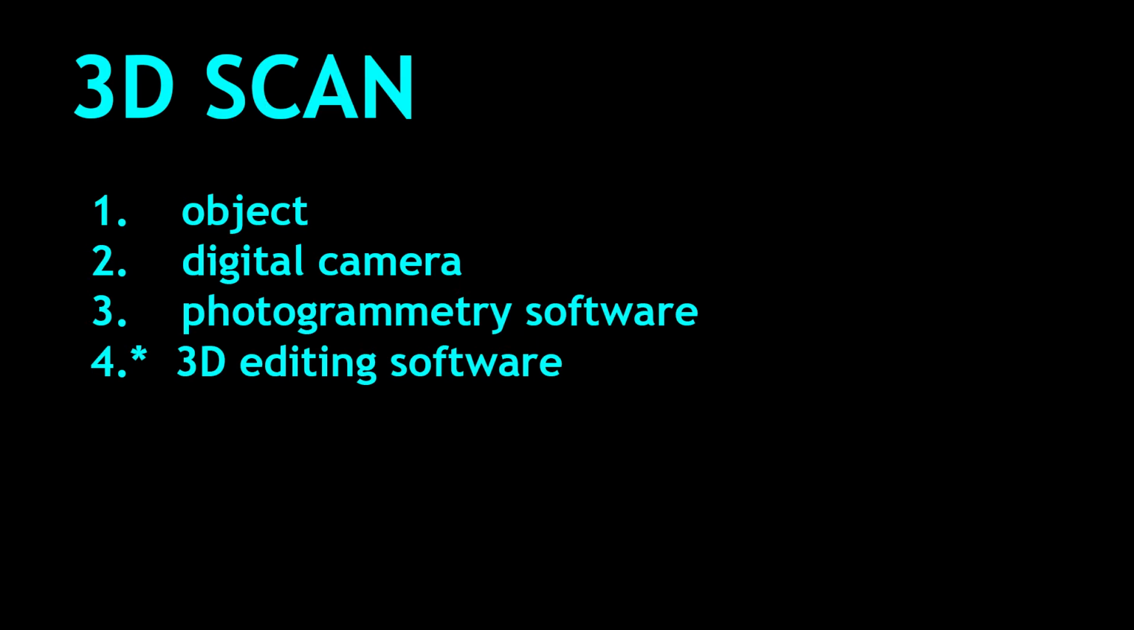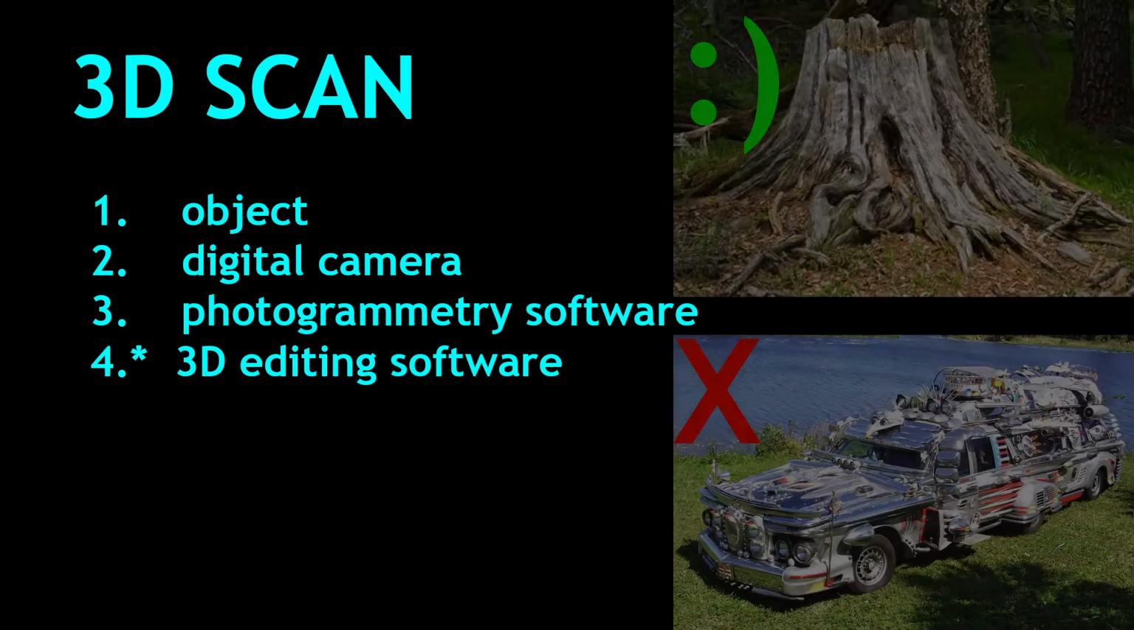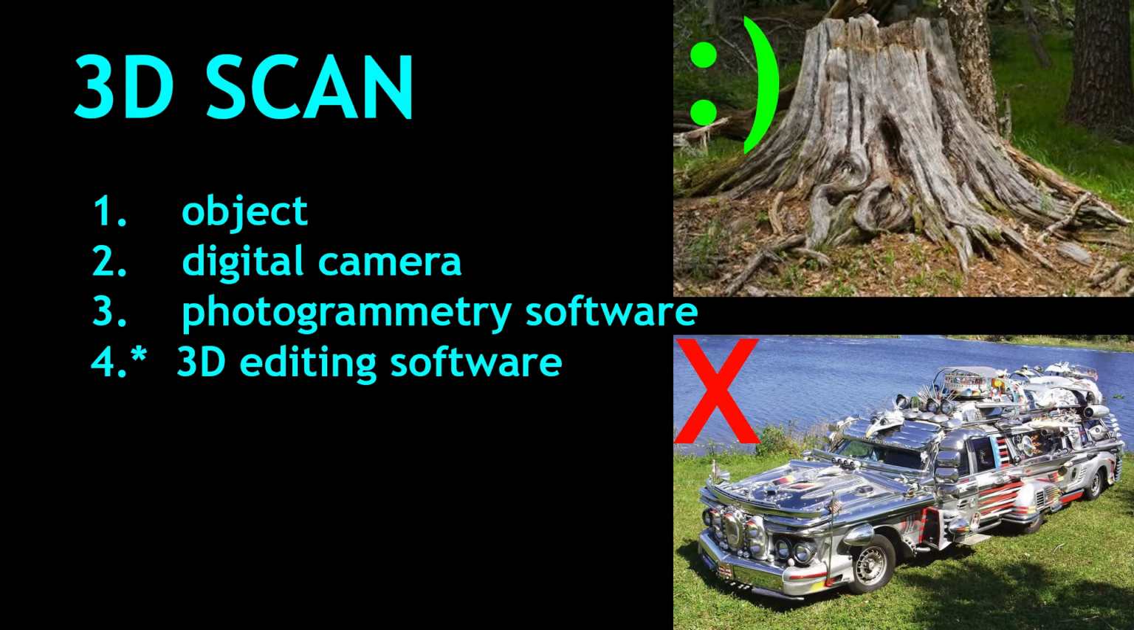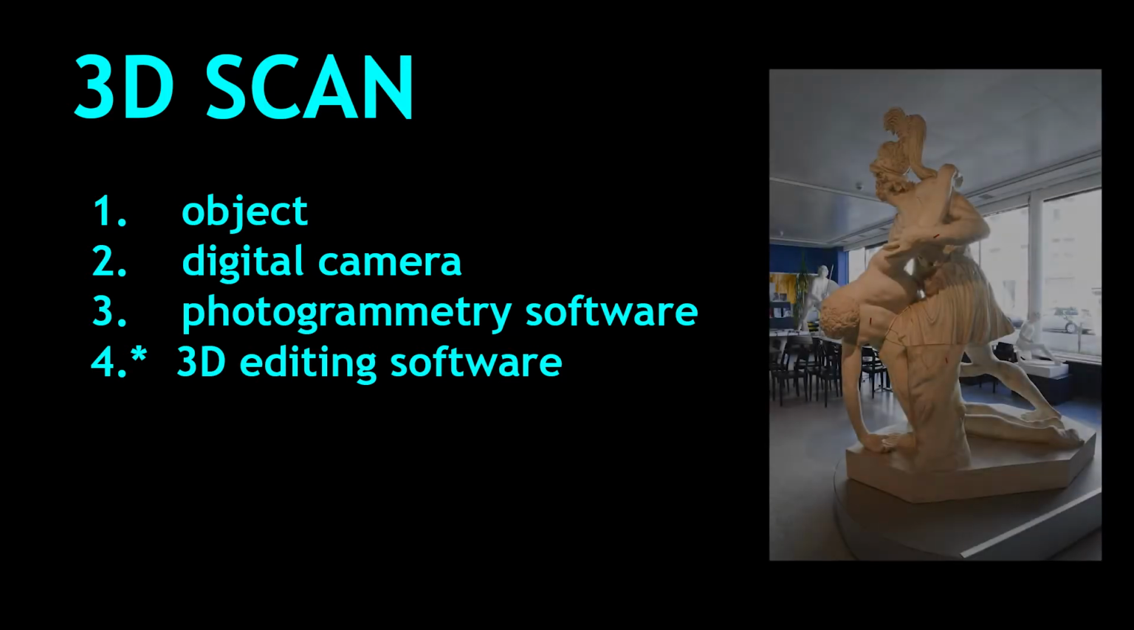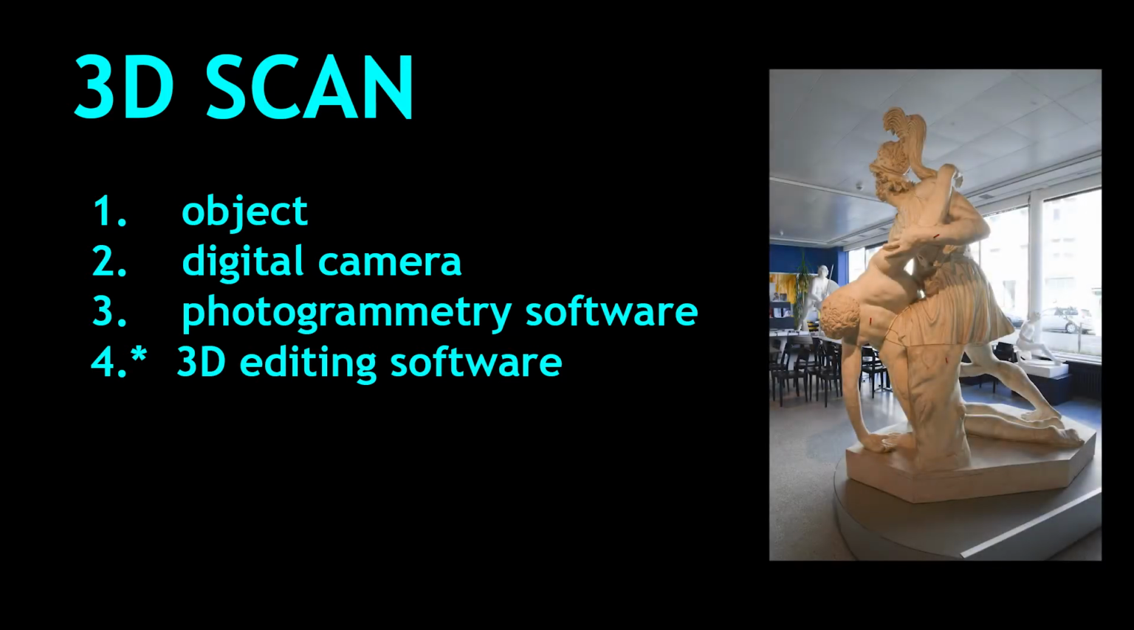So the first thing you'll need is an object to photograph, and it's important that the object is not reflective, not transparent or translucent. So the best objects are ones with a lot of what I call visual texture, sort of a rough surface with a lot of variation in color and texture. So for this example, I'm going to be using a plaster cast of an ancient Roman marble sculpture. It's called the Pasquino group.